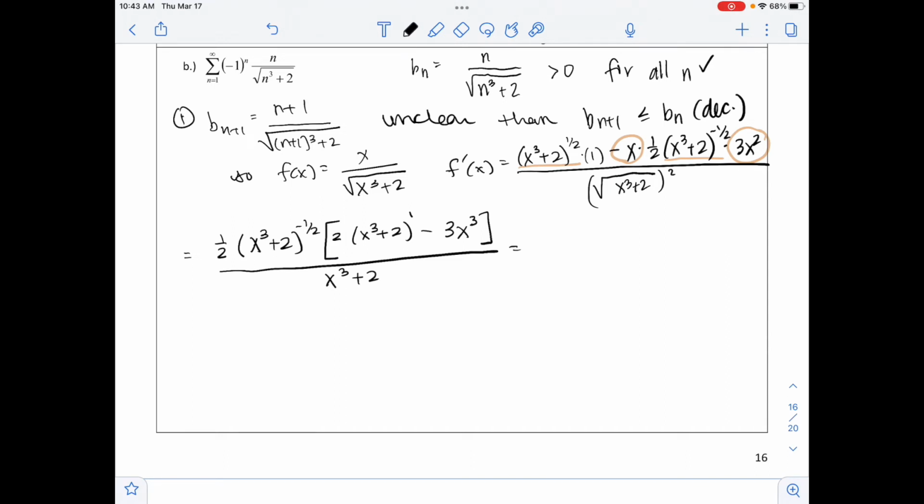And I'm going to go ahead and put the 2 from my 1/2 in the denominator, and then also move the x cubed plus 2 to the negative 1/2 to the denominator. And so our denominator is now going to be 2 times x cubed plus 2 to the 3 over 2, since I already had 1 down here, and I moved a 1/2 down in the denominator also. The numerator is going to simplify to 2x cubed plus 4 minus 3x cubed, or just 4 minus x cubed.